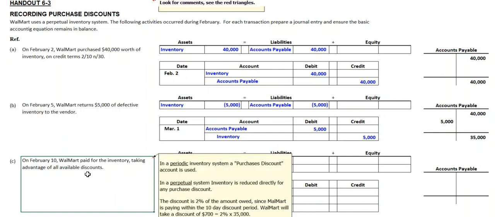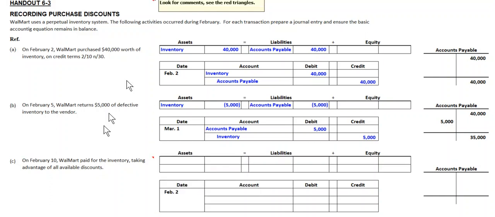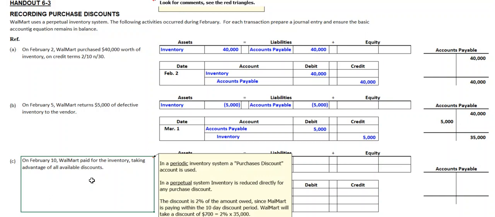On February 10th, Walmart pays for the inventory, taking advantage of all of its available discounts. Again, the purchase was made on February 2nd, and if we pay within 10 days, we get a 2% discount on any remaining balance that we owe. So we'll be entitled to a $700 discount. That's 2% times the $35,000 that we're paying early.